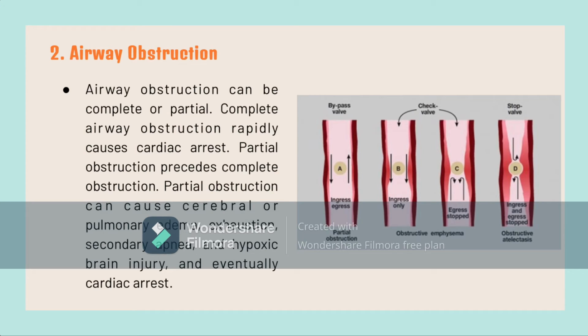So airway obstruction can be complete or partial. When we say complete airway obstruction, it rapidly causes cardiac arrest. As for partial obstruction, it precedes complete obstruction. So in partial obstruction, it can cause cerebral or pulmonary edema, exhaustion, secondary apnea, and hypoxic brain injury, which eventually leads to cardiac arrest.